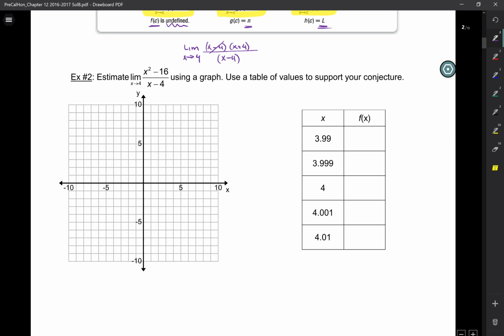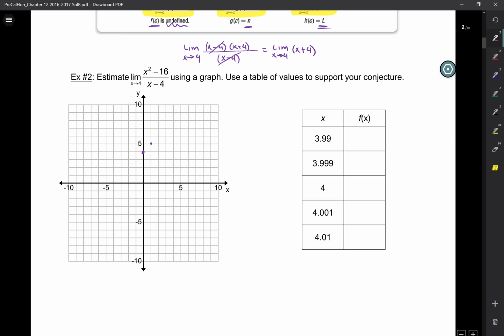And what'll happen? It'll cancel with the denominator. So this will just be the limit as x approaches 4 of x plus 4. So my function just got reduced to x plus 4. What does that look like? What kind of a graph? It's a straight line. It's a linear equation. So the y-intercept is here, and then I go up 1 over 1.